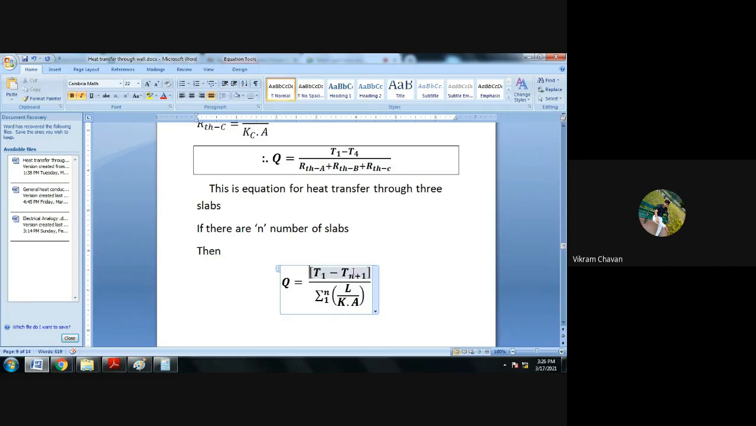Getting everyone? Whole divided by the thermal resistance of each slab, that is, the summation from 1 to n of L divided by K multiplied by area. L divided by K multiplied by area is the thermal resistance offered by that particular slab. Getting everyone? Is there any question, any doubt?